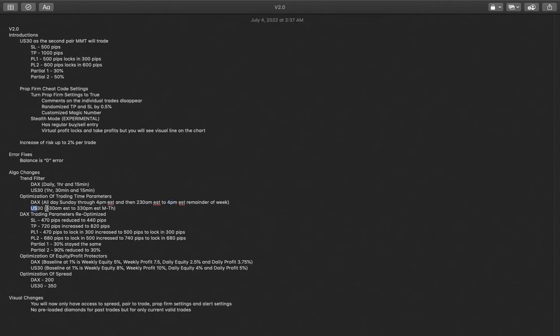US 30 will only trade Monday through Thursday, and it will trade 6:30 a.m. Eastern Standard Time to 3:30 p.m. Eastern Standard Time. All right. Now, DAX did have some, as far as its trading parameters, they were re-optimized. All right. So the stop loss on DAX used to be 470. It's now been reduced to 440. So you now have a smaller stop loss.